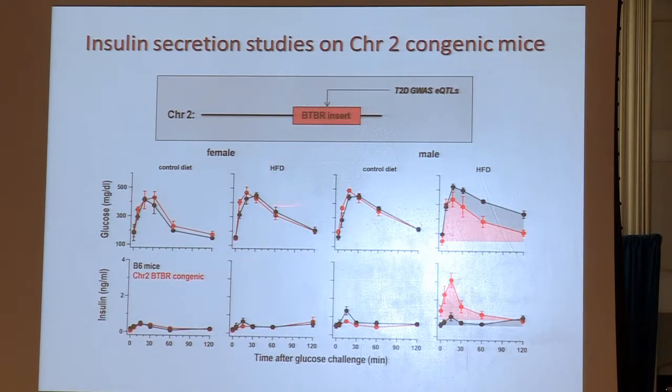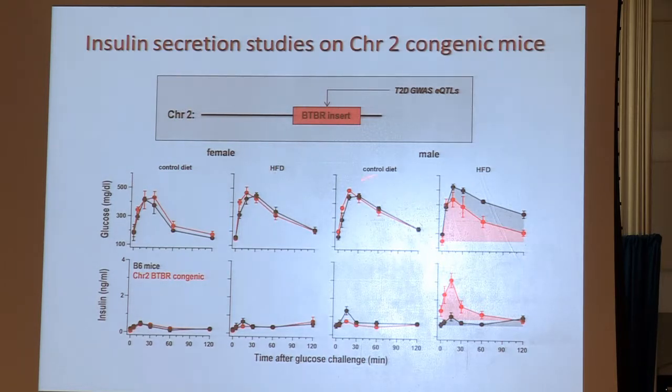And shown down here are what are called glucose tolerance tests. So you give the animal an oral glucose bolus, and then you measure plasma glucose as a function of time. And as it goes up and down, that's a function of glucose clearance, which is mediated by the release of insulin from the pancreas. So you can see over here in the females, whether they're B6 or the BTBR insert, there is no difference. And let me remind you that in the females, there were many fewer of those GWAS EQTLs.